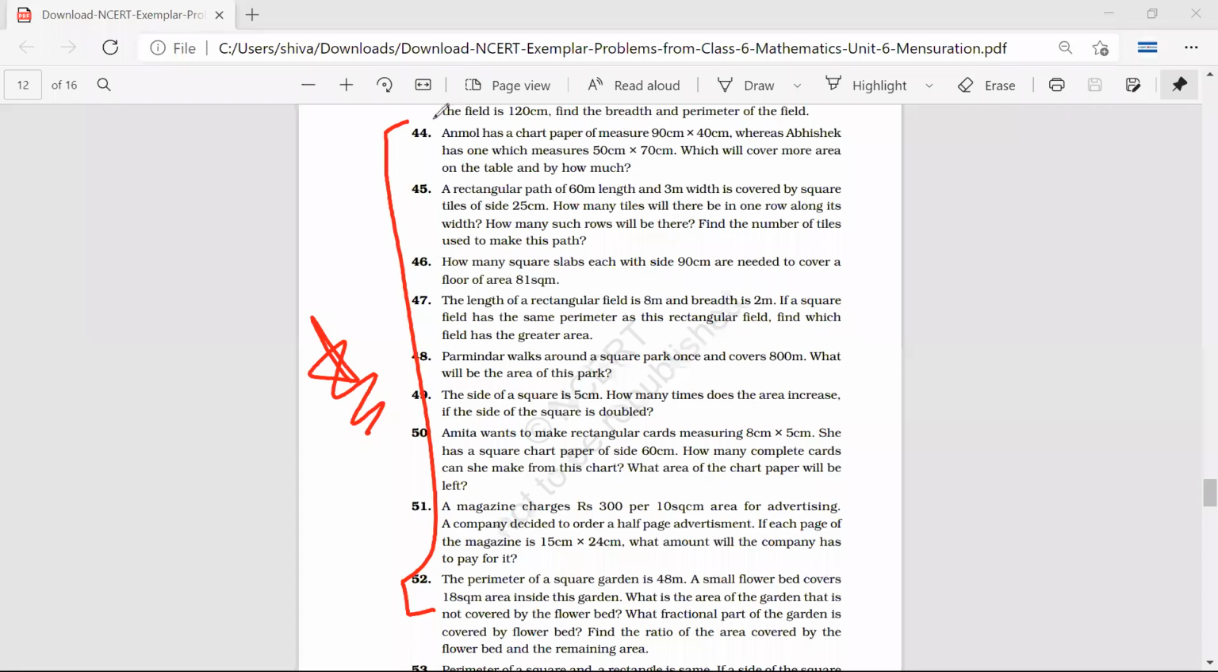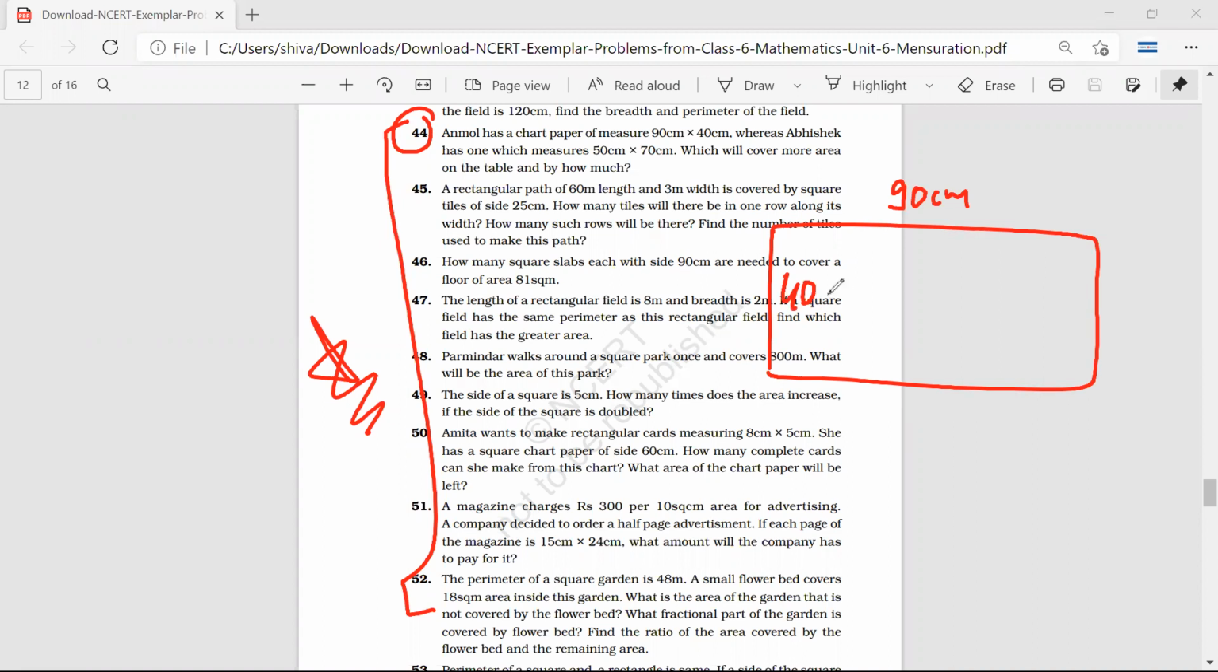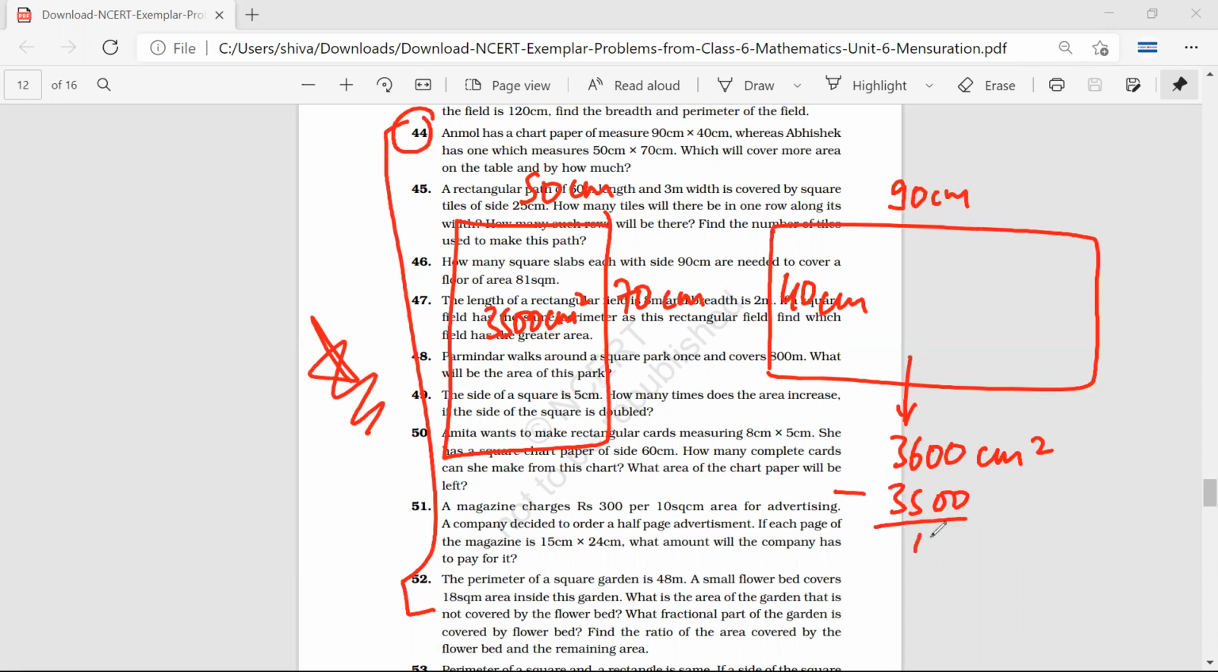Okay. So how did you do question number 44, Sarthak? In question number 44, Anmol's chart paper's area is 90 into 40, so 3600. And Abhishek's chart paper area is 50 into 70, so 3500. So Anmol's chart paper will cover more of the table by 100 centimeters square. Great. So 100 centimeter square is the answer.